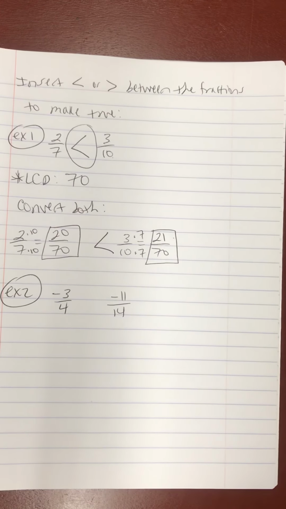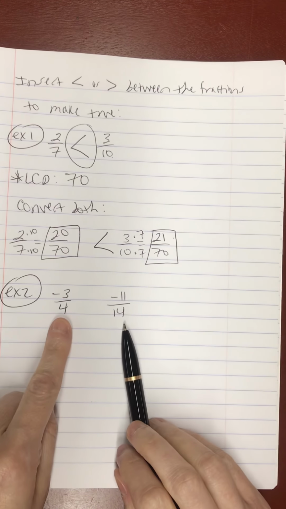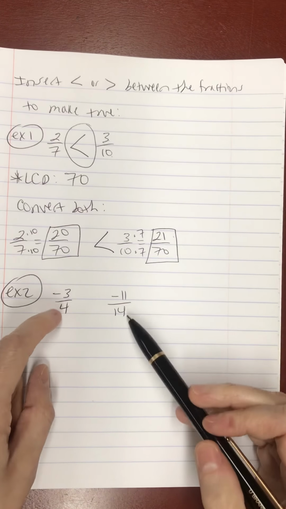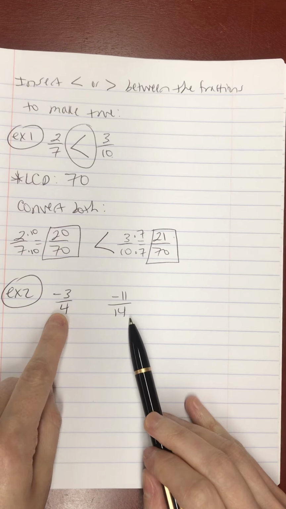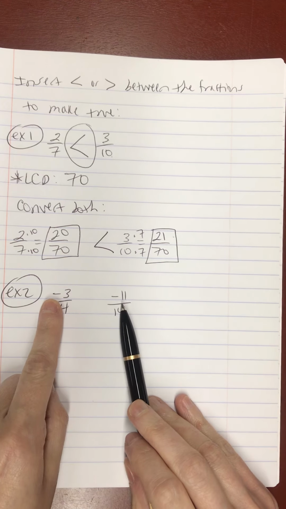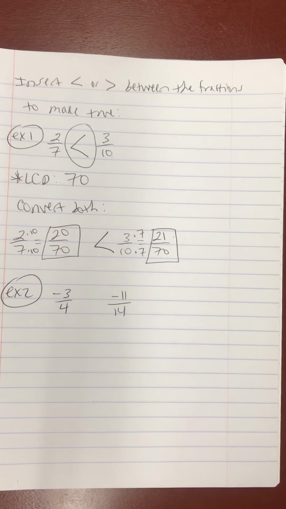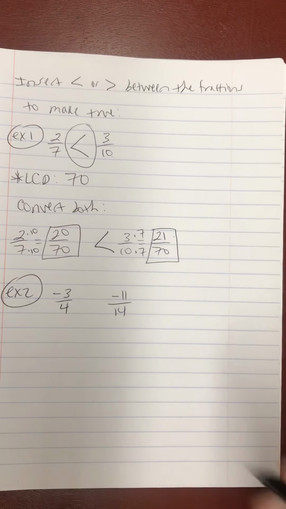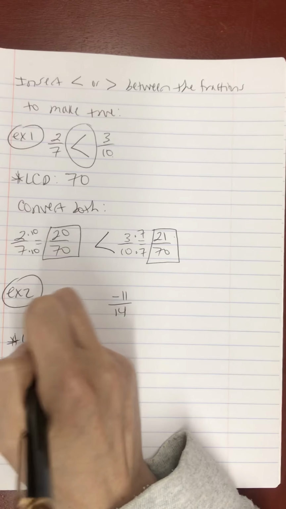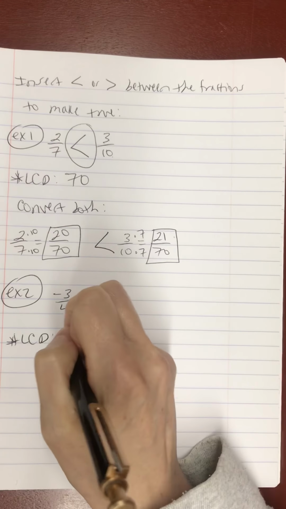So -3/4 compared to -11/14. This is particularly tricky, not just because 3/4 and 11/14 are going to be pretty close, but also because there are negatives involved. We're going to have to be very careful at the end when we assign the less than or greater than symbol to the final answer. All right, so let's figure out what that LCD is, the lowest number that 4 and 14 evenly go into. I'll help you out here, it's 28.